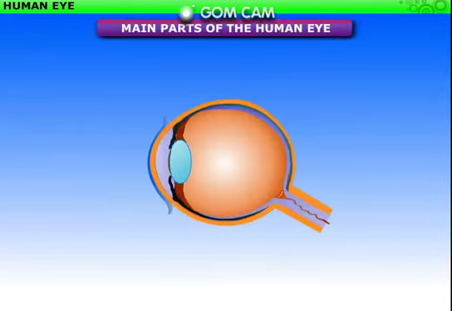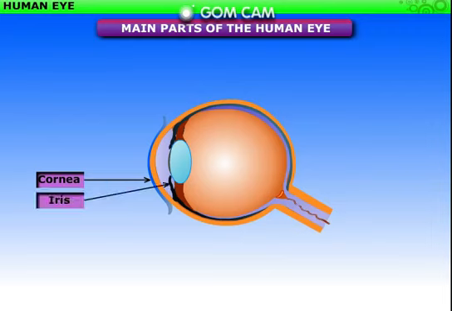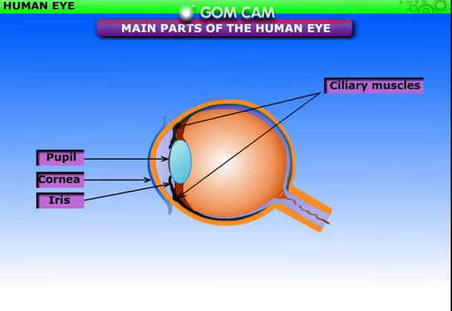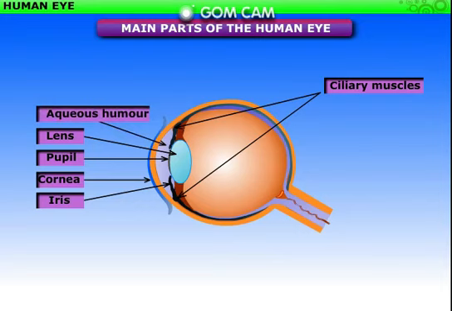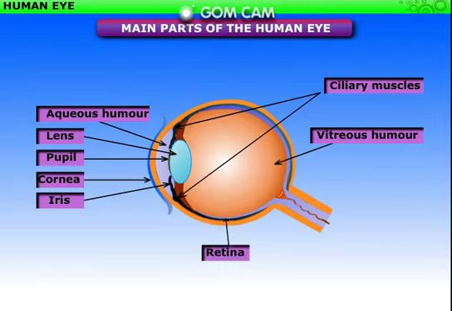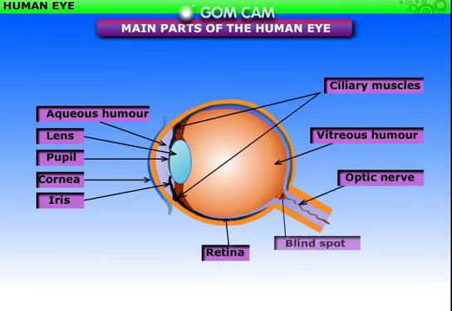Main parts of the human eye are cornea, iris, pupil, ciliary muscles, convex lens, aqueous humour, vitreous humour, retina, optic nerve, and blind spot.